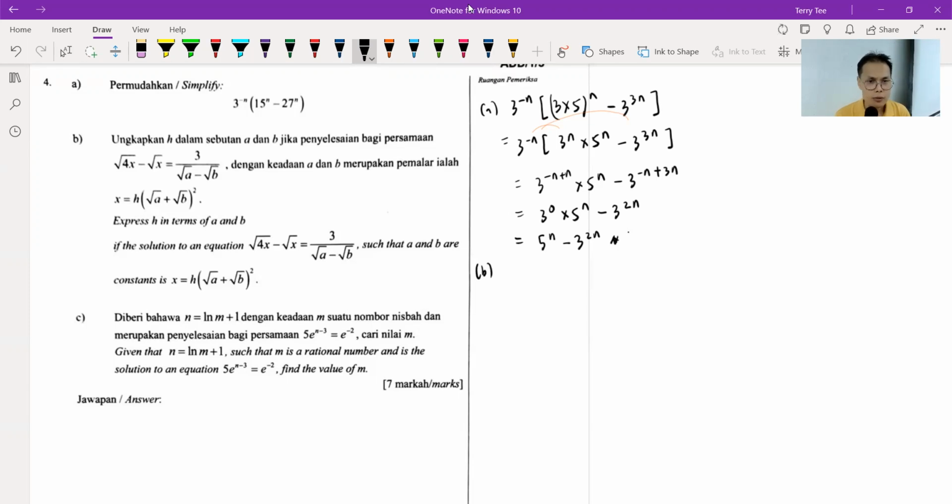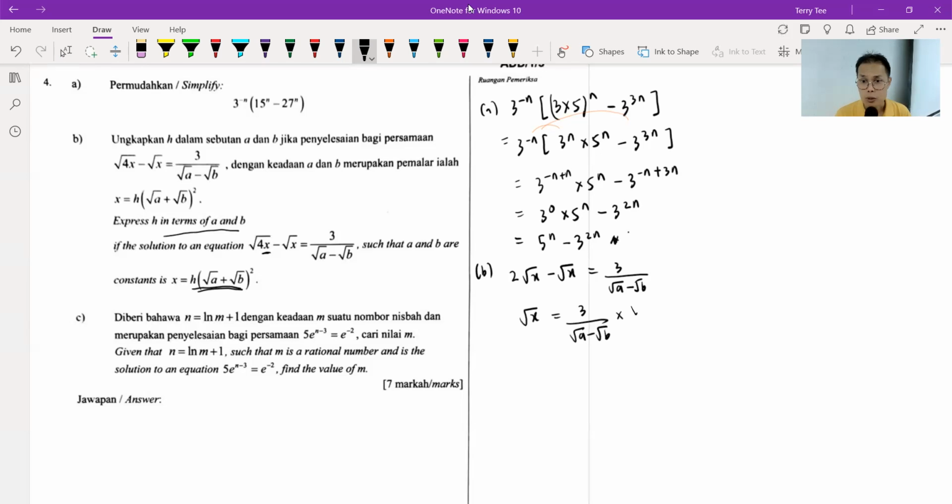So first of all, we know square root 4, we can actually change square root 4 to 2. So I'm going to continue here. 2 square root x minus 1 square root x equals 3 over square root a minus square root b. So when you subtract, 2 square root x minus 1 square root x is just square root x, and you have 3 over square root a minus square root b. Okay, and we're supposed to solve this and know that our answer is in this form, just to compare h, so that we can find h in terms of a and b.